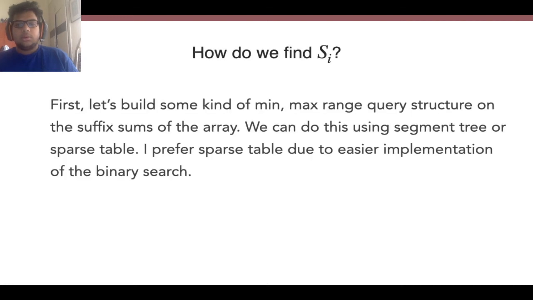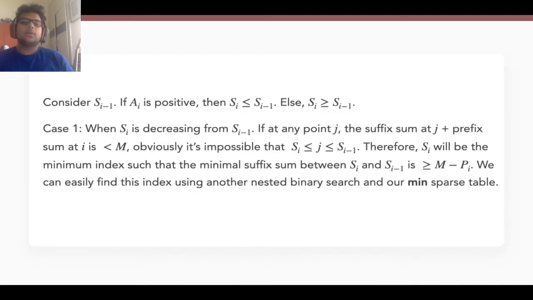Now, how do we actually find SI? As a prerequisite, let's build some kind of min-max range query structure on the suffix sums of the array. Right, so we take the suffix sums in some separate array and we build a min-max structure on that. So we can do this using segment trees if you want, and all of our implementations can be the same type of complexity, but the implementation becomes quite complicated. So instead of segment tree, I prefer sparse table. Okay, it's a little more complicated to build, but its implementation becomes much easier in the actual binary search. Okay, so now how do we actually find si?